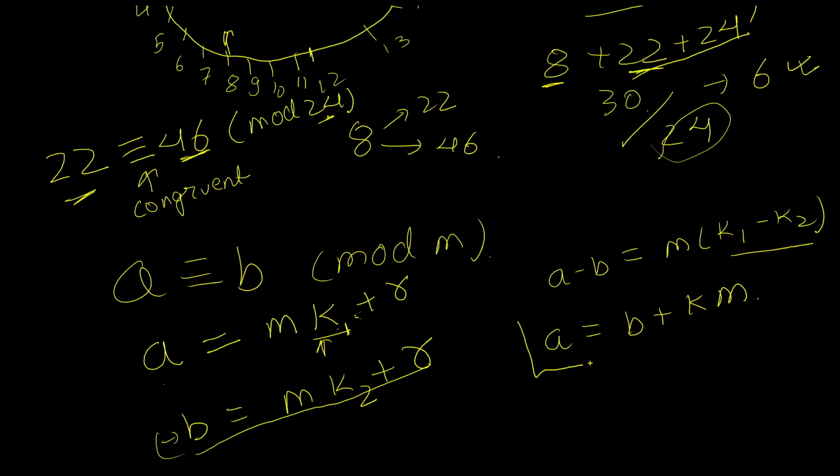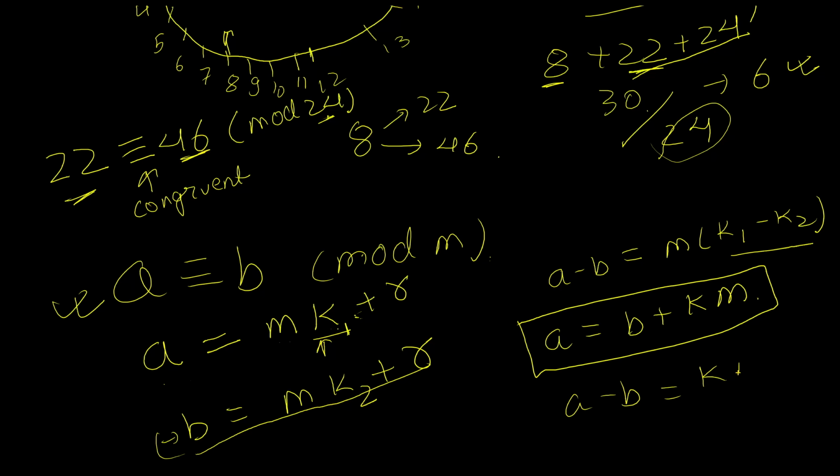Okay, and this is going to be my mantra. Every time I see A congruent to B modulo M, I'll transpose that into this expression: A equals B plus some constant times M. And there's an alternative way to say the same thing. I can say from here that A minus B equals K times M, right? So a constant integer times M.